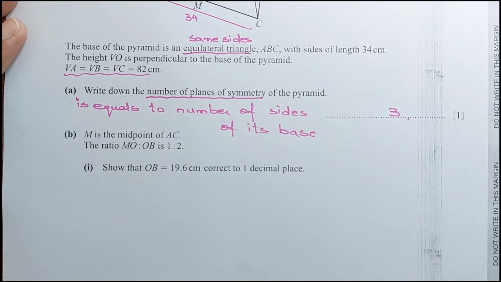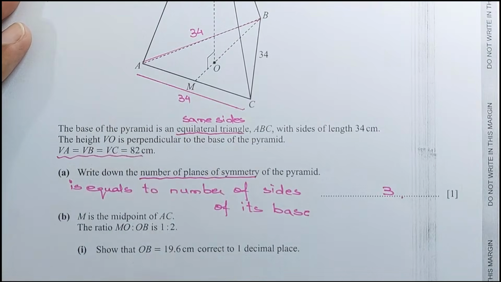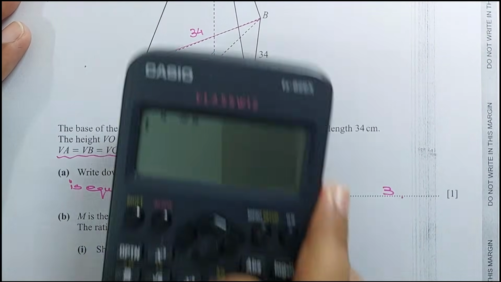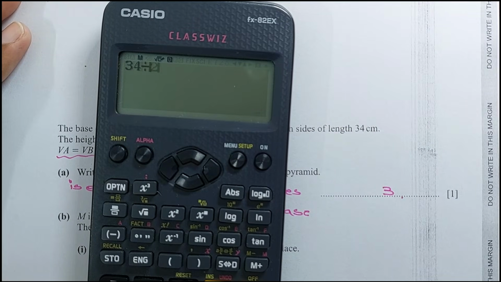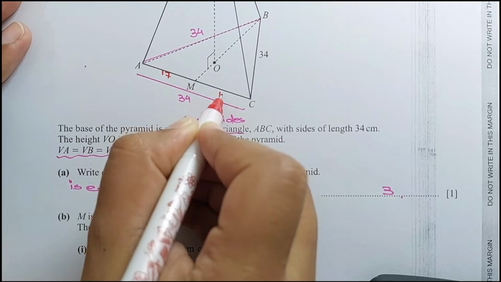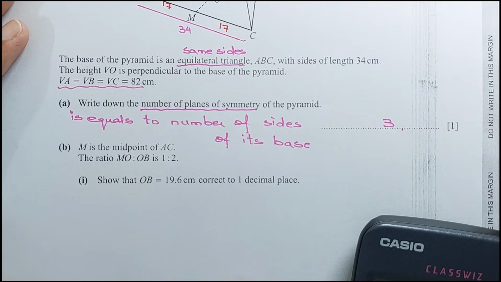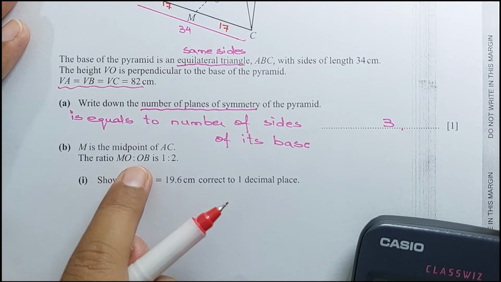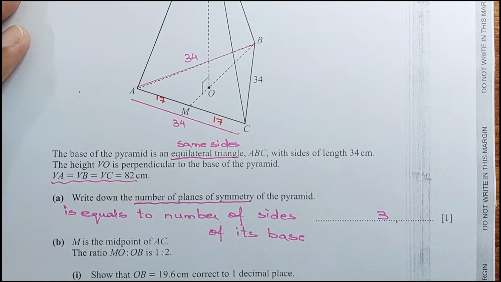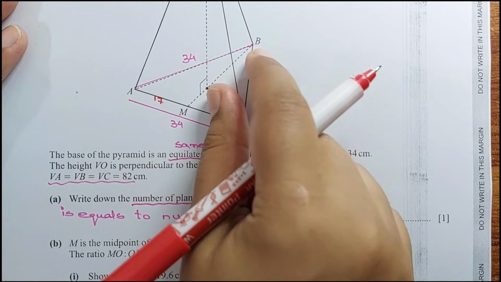Part B, M is a midpoint of AC. Now this M is a midpoint of AC. Since AC is 34, it means AM and MC is half. 34 divided by 2 is 17. So A to M is 17 and M to C is also 17. The ratio of MO and OB is 1:2. M to O and O to B, this is in the ratio of 1 and 2.